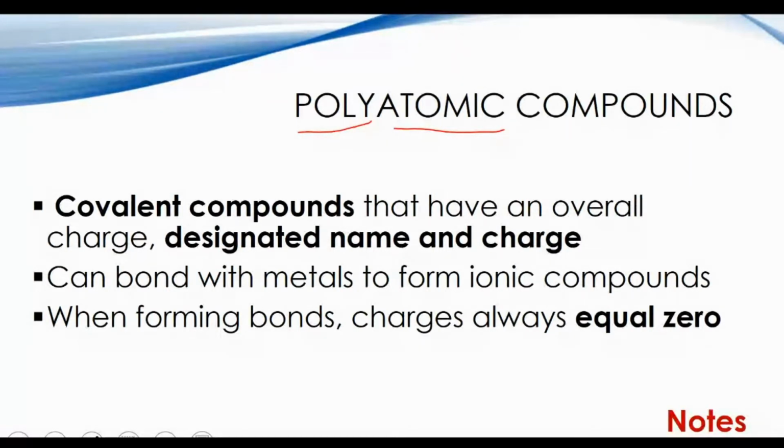For the most part, they are covalent compounds that have an overall charge, a designated name, and a charge. What I mean by that is these are groups of atoms that are given a name and have a specific charge, and they have the ability to form ionic compounds. Whenever we look at polyatomic ions in ionic compounds, we still want to make sure that the overall charge equals 0.